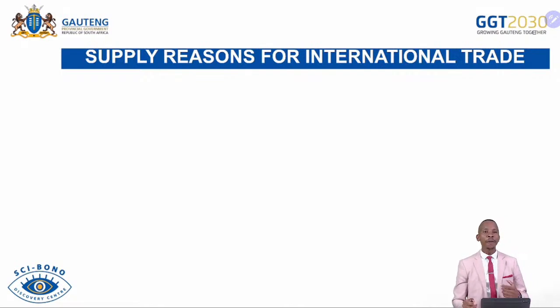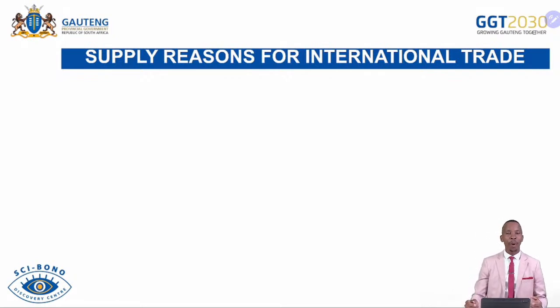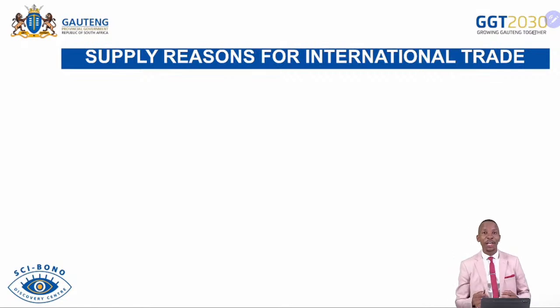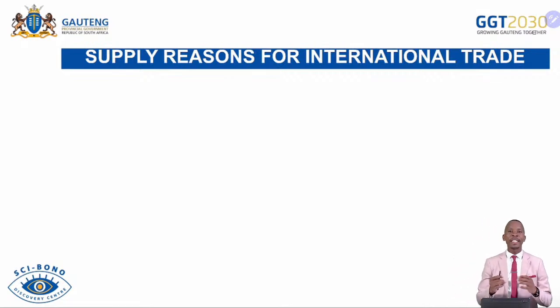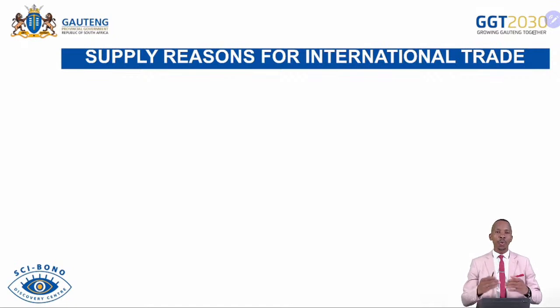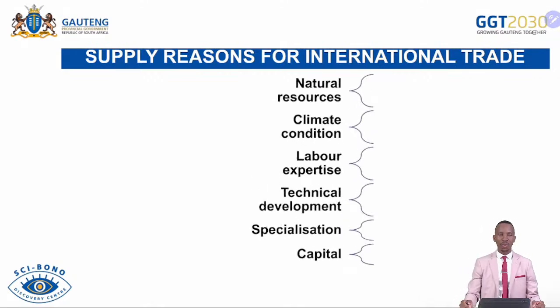Therefore, we know that if you have a specialization, what happens? You produce more goods and services in a short period of time, at a lower cost, at the right quality, and at the right quantity. So these countries find themselves having surplus production. If we talk about surplus production, we talk about a country that is able to do what? To produce goods and supply the local market, and after that have a surplus or extra remaining production. That production will then be supplied to other countries that are facing challenges with that particular product's production. So these are the supply reasons.